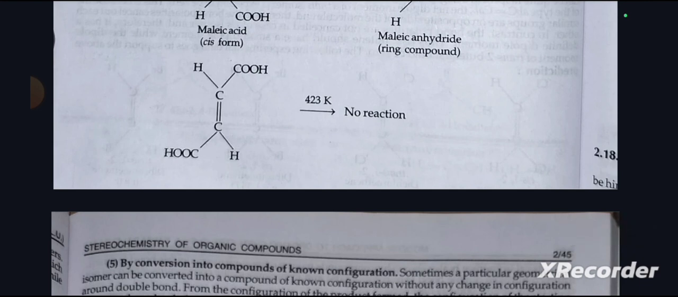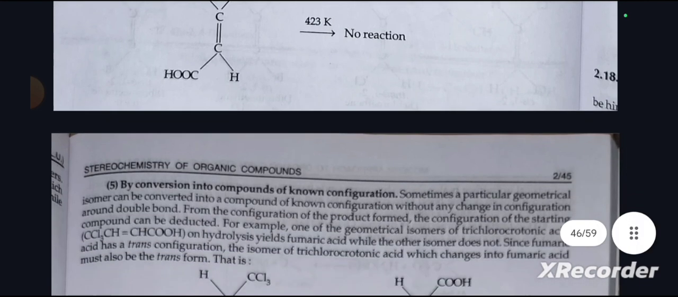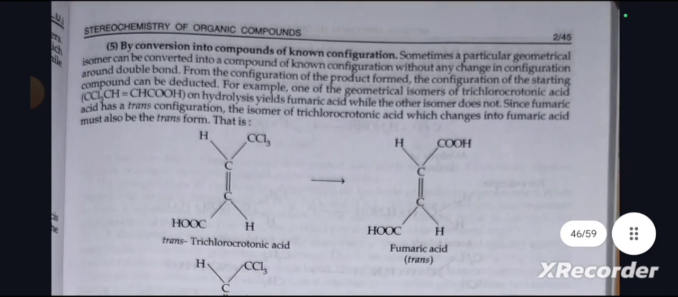CH3CH=CH... no reaction at 423 Kelvin. 5. By conversion into compounds of known configurations. Sometimes a particular geometrical isomer can be converted into a compound of known configuration without any change in configuration around the double bond. From the configuration of the product formed, the configuration of the starting compound can be deduced.